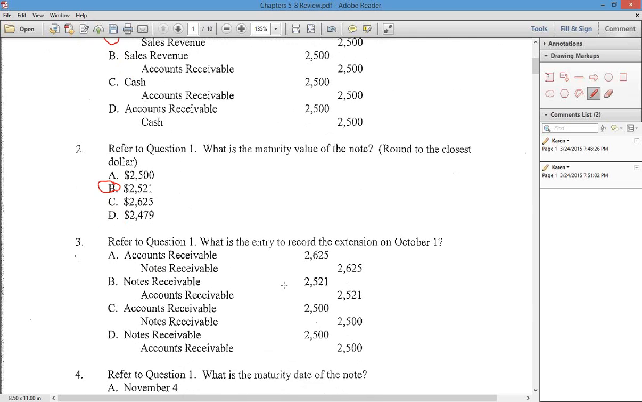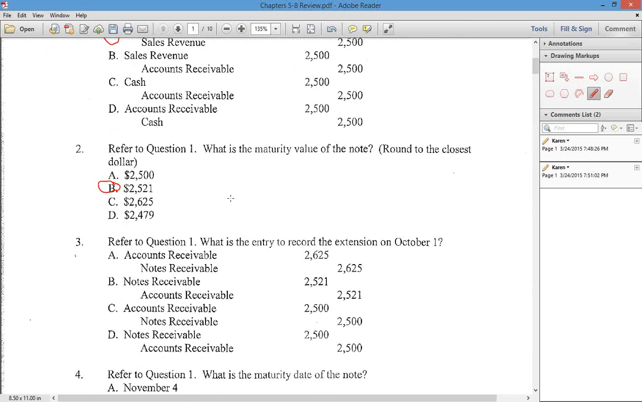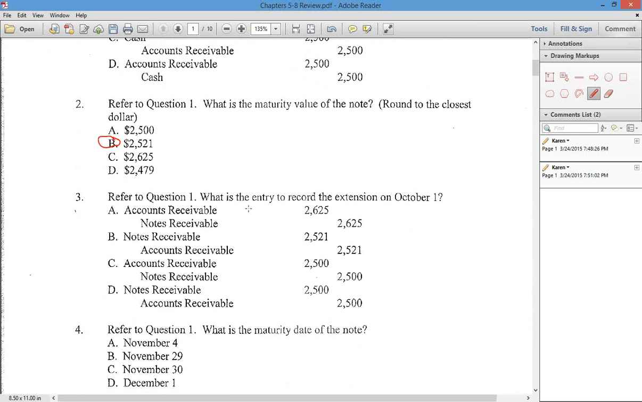Okay, the third one. We're going to again refer to the same information, and they want to know what is the entry to record the extension as of October 1st. What happened on October 1st was the customer requested and was granted an extension on the payment. The customer was required to sign the note. So which one of these entries under 3 would work for that transaction, where the customer was required to sign the note because they were granted an extension?